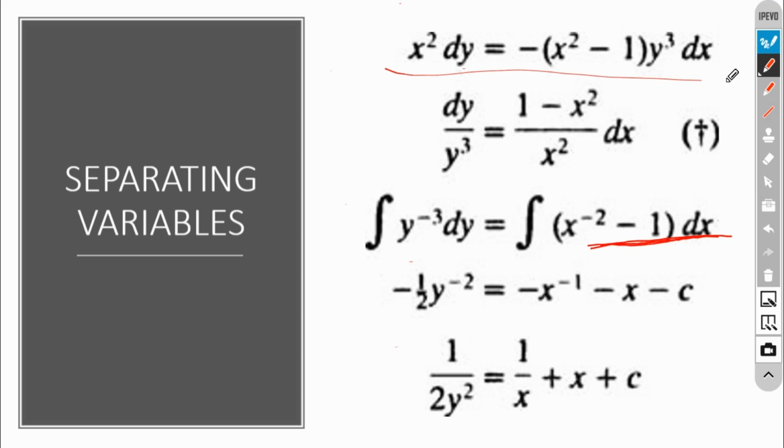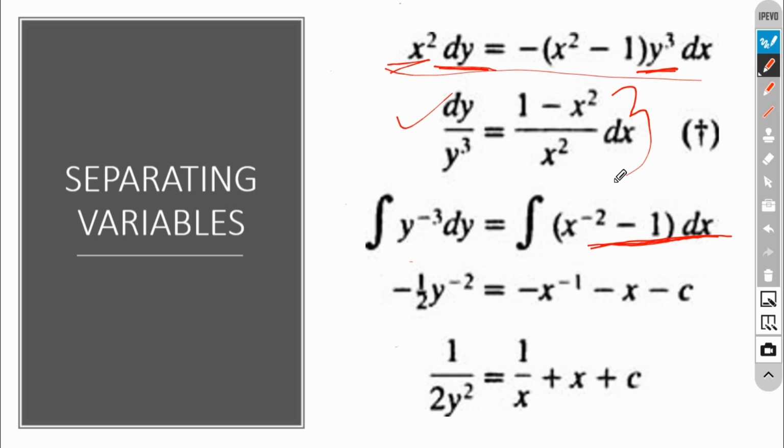We will separate the variables. X should be on one side and y should be on the other side. So since this is dy, and this is y cube, when we shift y cube to the left hand side, it will of course come in the denominator, and when we shift this x square to the right hand side, then of course it will take its place in the denominator of the right hand side. Okay, now you can see that the left hand side is a pure function of y, and the right hand side is a pure function of x.